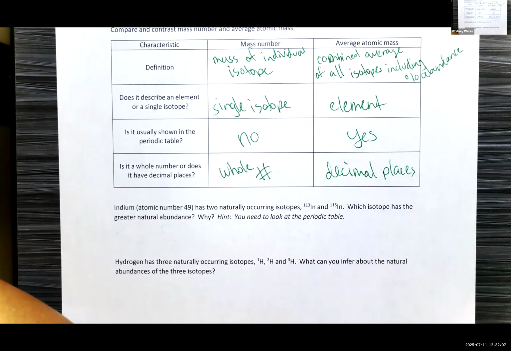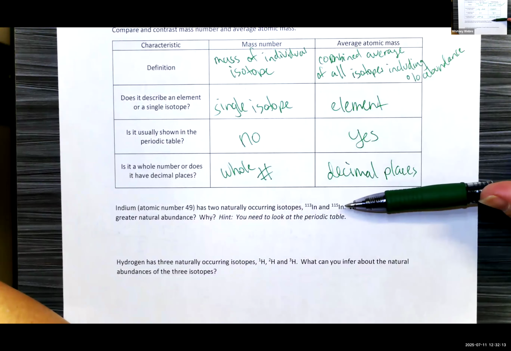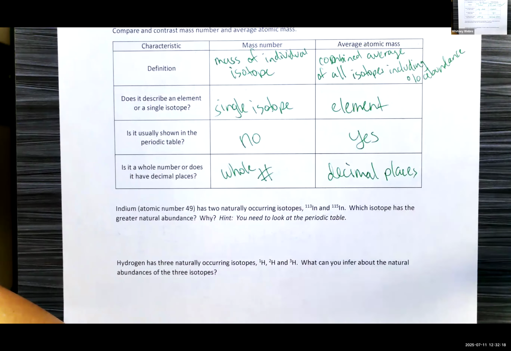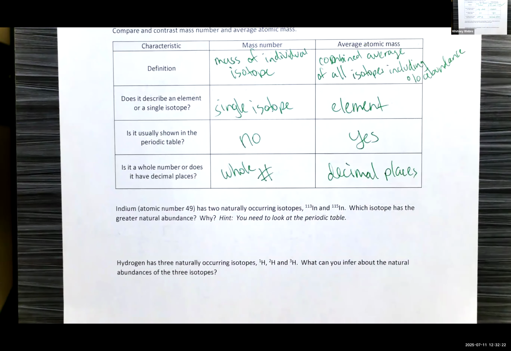Indium, atomic number 49, has 2 naturally occurring isotopes, indium 113 and 115. Sometimes we will write it like this because if we know the atomic number, the number on the bottom never changes. So if we're focusing just on mass number, we'll leave the atomic number out. Which isotope has the greater natural abundance? Why? Let's look at the periodic table of elements.